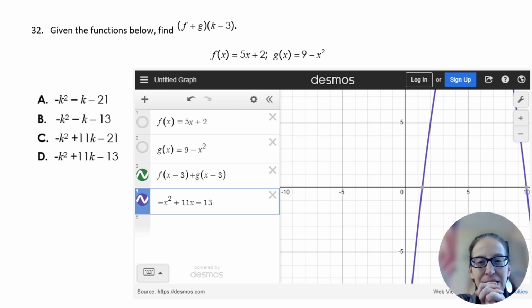So I kind of debated what is the best way to do this, and you can't really do it with a slider because you've got these weird mixed variables in there. And so I was looking at what can we do to Desmos our way around this one. And I did get it earlier. I don't know if I can remember what I did. So f of x is equal to 5x plus 2. And then g of x is equal to 9 minus x squared.